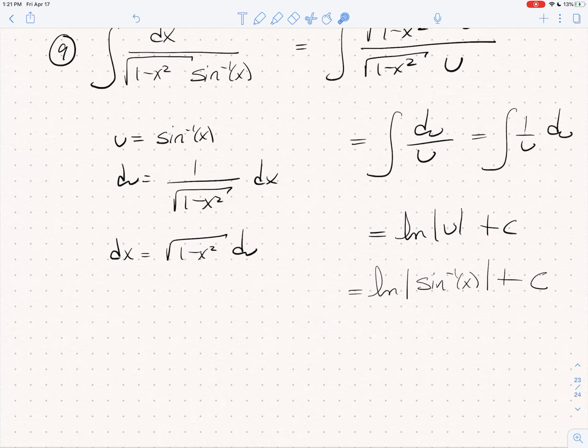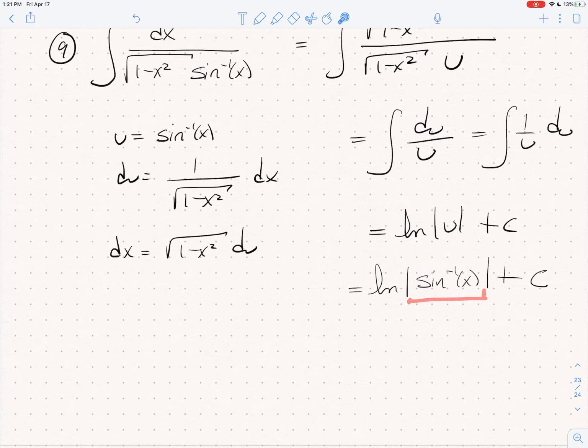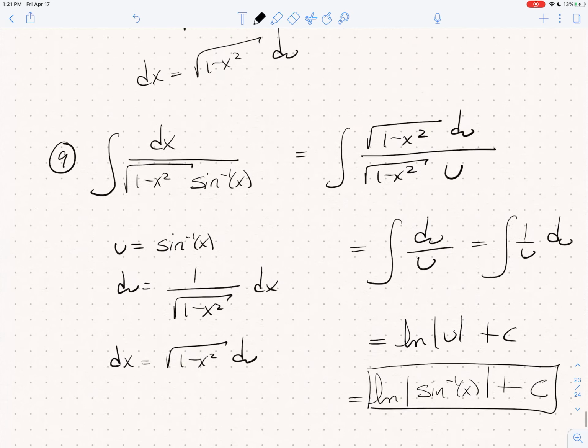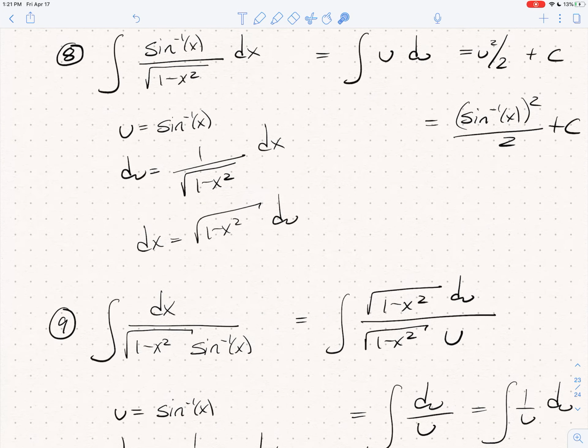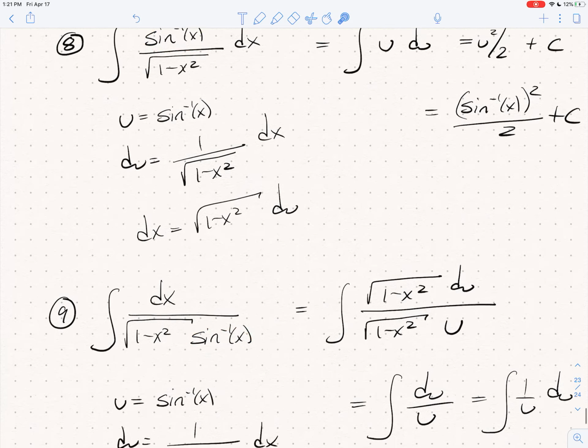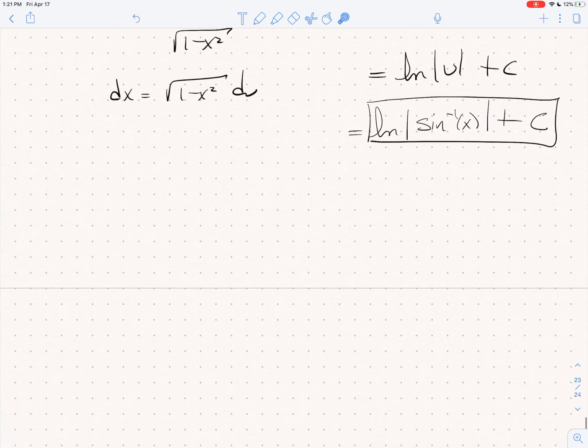Can arc sine be negative? Yes, it can. So you want to keep the absolute values on there. Don't drop those. So you're done. That's it. That's the antiderivative. So similar problem, but where the arc sine was didn't really change the fact that that's the candidate for u that you want to try.